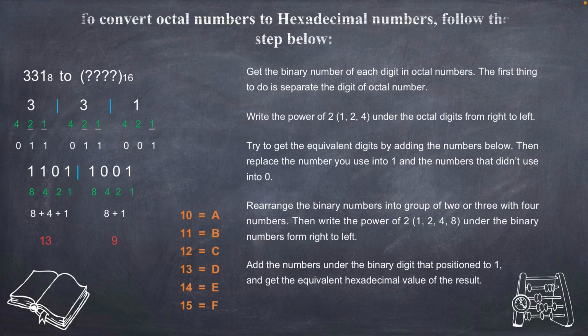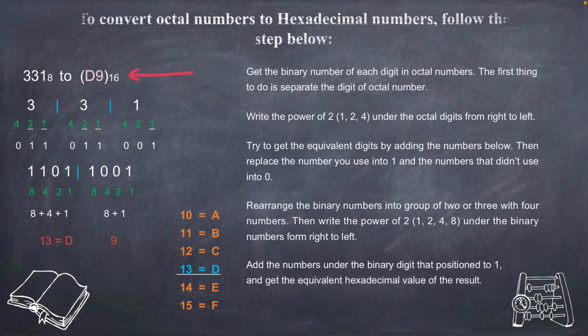So yung 13, since 13 siya, papalitan natin siya ng D. So ang magiging sagot dyan ay D tsaka 9. So yung magiging sagot sa taas ay D9 base 16. So 331 base 8, pag kinonvert siya sa hexadecimal numbers, it is equals to D9 base 16.